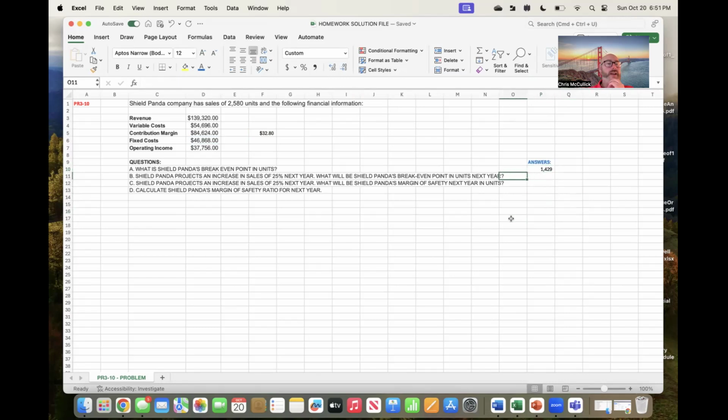I'm going to remove the decimal points here, and that'll be my number of units for break even. Okay, next one says Shield Panda projects an increase in sales of 25%. What will be Shield Panda's break even point in units next year?